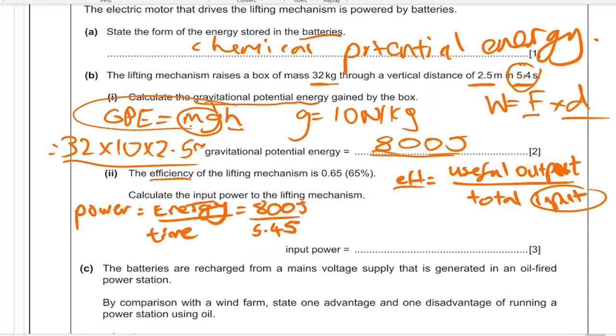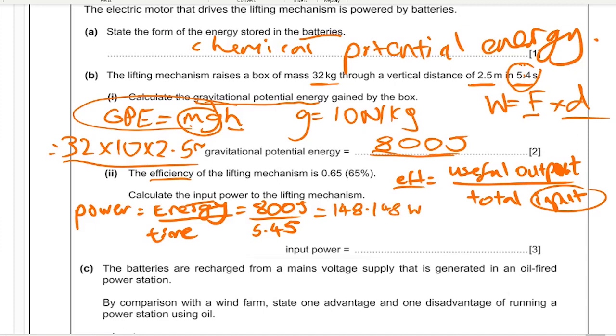So we can calculate what the output power must be by doing 800 divided by 5.4, which is going to give me 148.148 watts, joules per second.